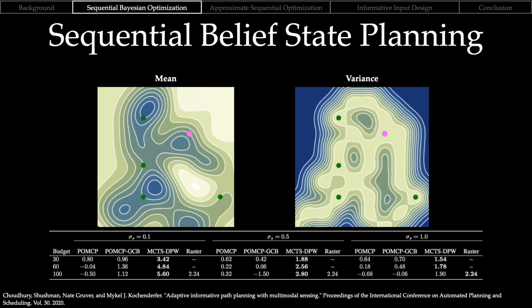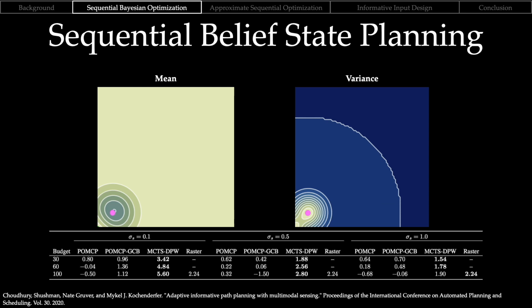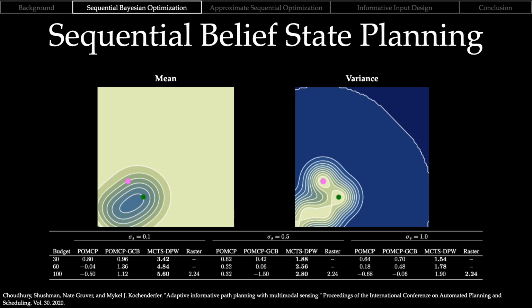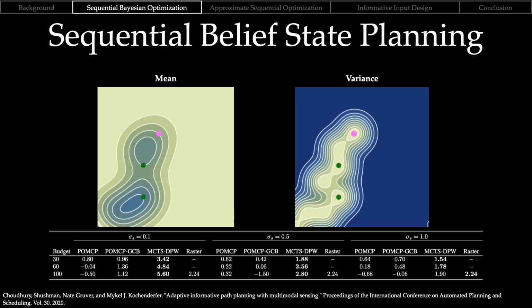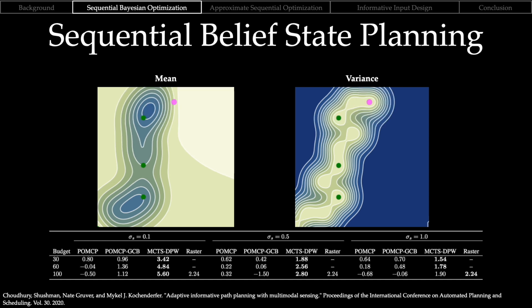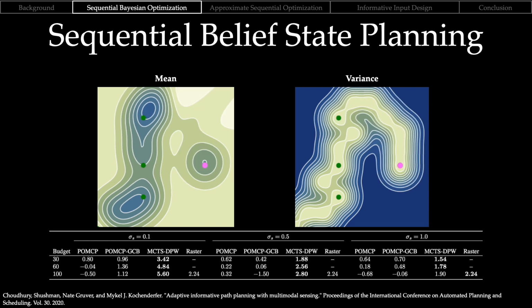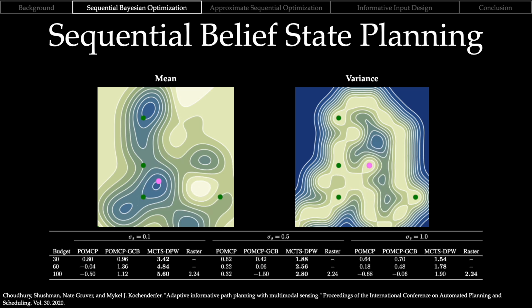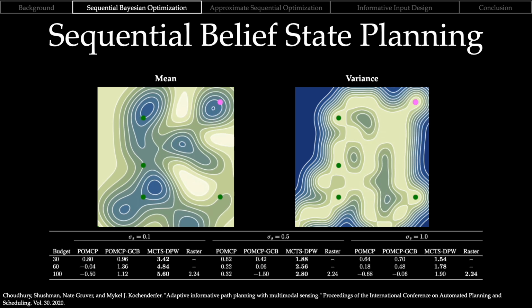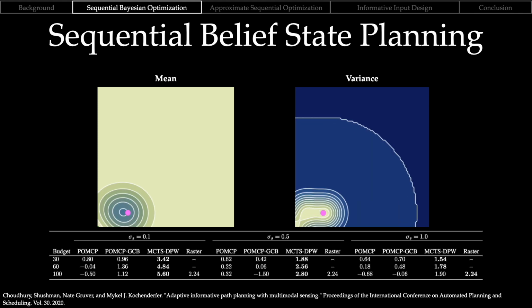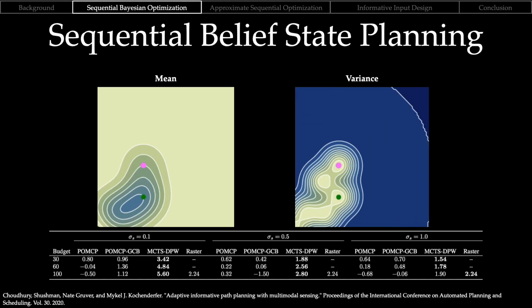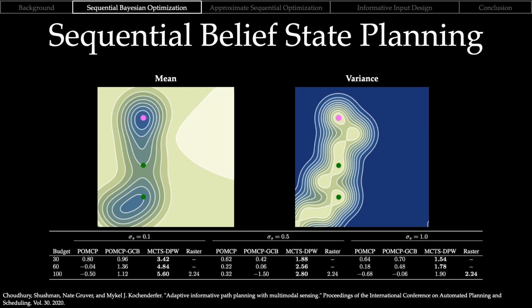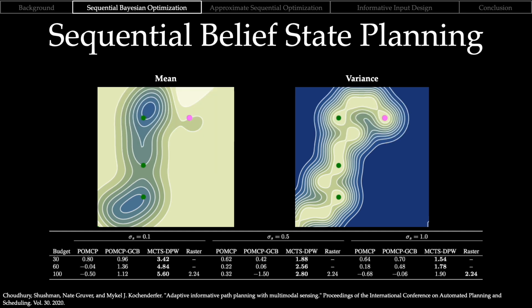And then we also compared this to some work by Shushman Choudhury. Those approaches are the POMCP and POMCP-GCB methods, and that approach was using particle-based beliefs. The key takeaway here is that in problems where spatial correlation is important, that's where we see the benefit of using these Gaussian processes, because we're capturing that spatial correlation that otherwise is not captured as well with the particle-based beliefs.